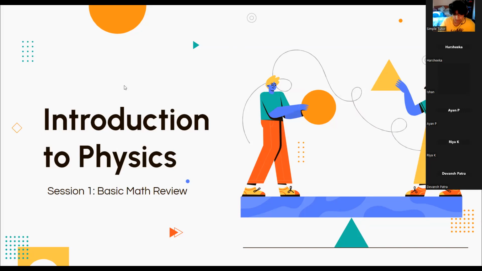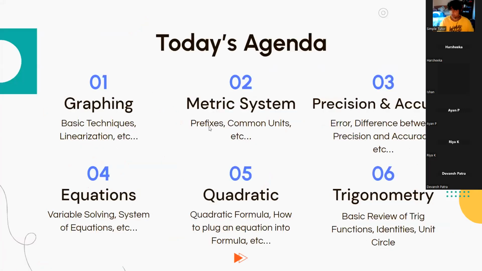This is Introduction to Physics, and today we're just going to be doing a basic math review. Now, this isn't directly physics, but you'll need to know all these concepts to actually complete physics problems and do things like that. So you're going to want to make sure you're solid on these ideas and concepts. All right, so today we're just going to be going over graphing, the metric system, precision and accuracy, equations, quadratic, and trig.